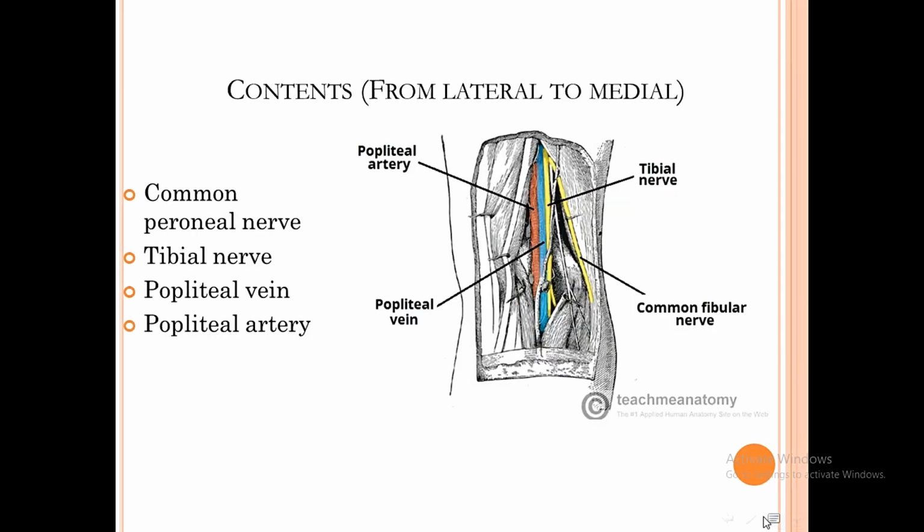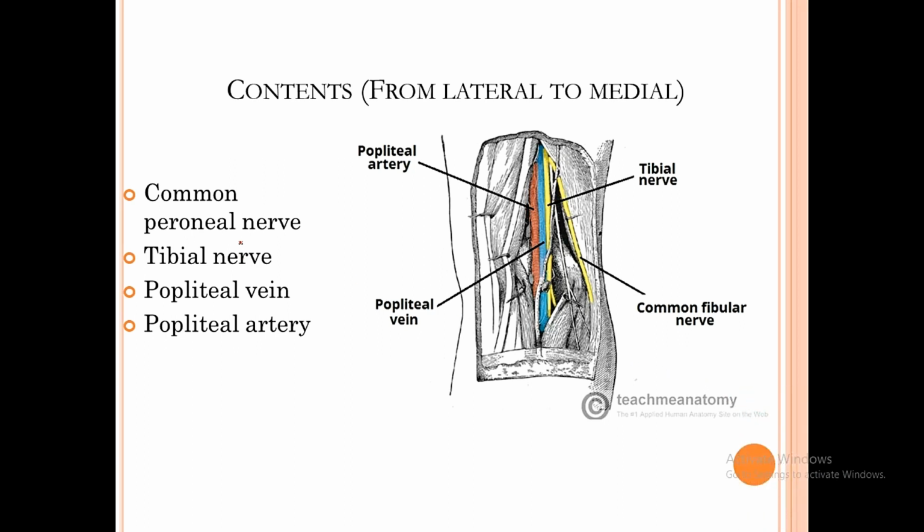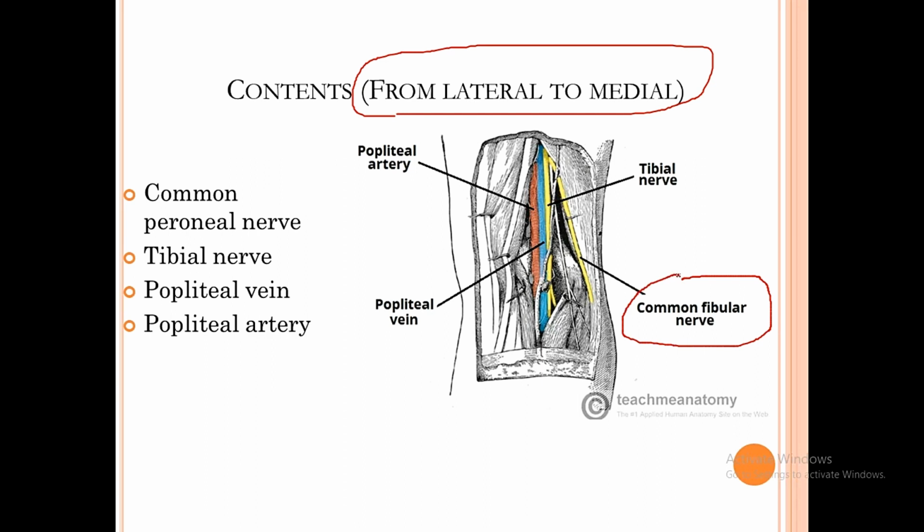Now moving to the contents, you need to remember them in a sequence, which will be easier. So let's start from the lateral to the medial side. I will prefer to go from the picture. So laterally, what do you see here in the picture is the common fibular nerve. The other name of the fibular nerve is the peroneal nerve, so we can say common peroneal nerve or common fibular nerve. After that, the second nerve is the tibial nerve. So two nerves. First, definitely the fibula is on the lateral side, or the peroneal part is the lateral one.